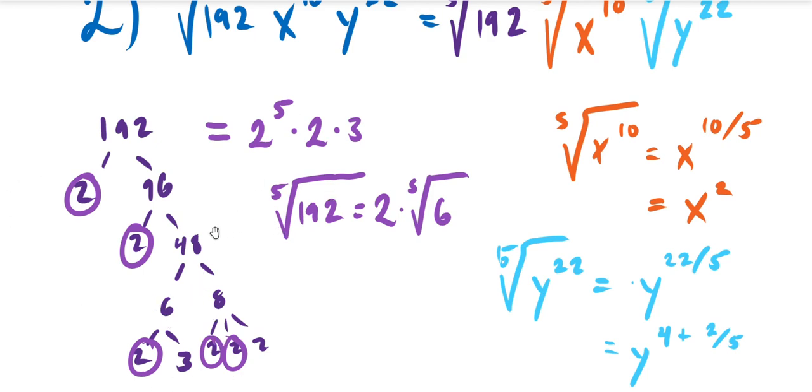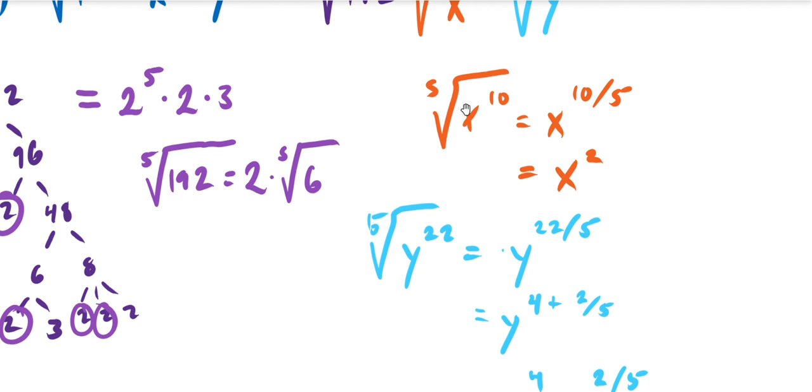Now, how many 2's do I see? 1, 2, 3, 4, 5, 6. So I can pull out 5 of them as a single 2. That comes out front. And one of them is stuck inside. Now, there's also a 3 stuck inside. I can't liberate that. So the 3 and the 2 are stuck inside as a 6. So the 5th root of 192 turns into 2 5th roots of 6. What about my 5th root of x to the 10? Well, that's x to the 10 fifths, or x squared.